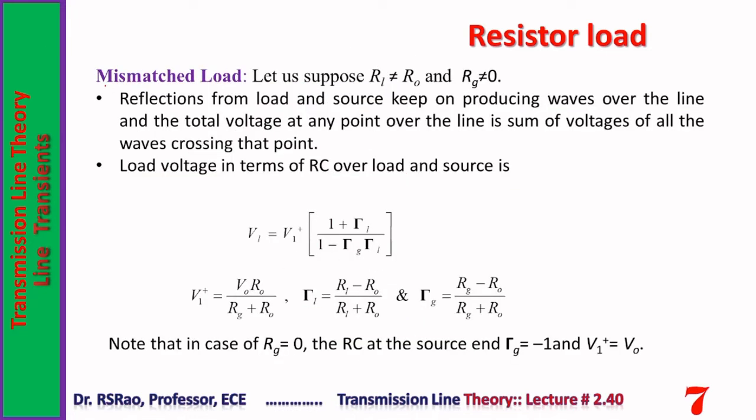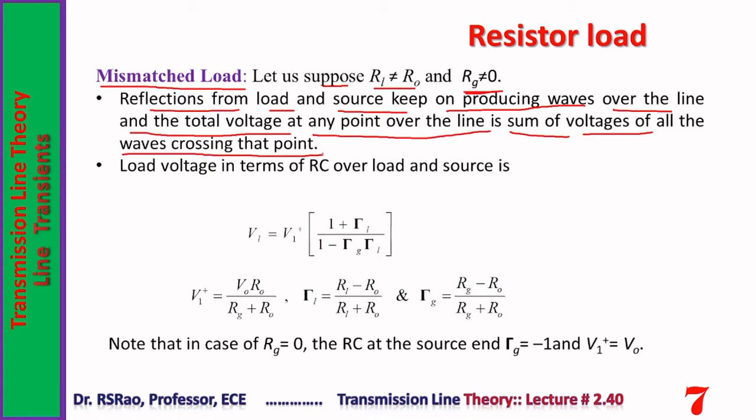Now we consider the mismatched load situation. Let us suppose RL is different from R0 and Rg is different from 0. Reflections from load and source keep on producing waves over the line, and the total voltage at any point over the line is the sum of voltages of all the waves crossing that point. So multiple reflections over the line: one step function, from this another step function, keep on moving from this side to that side. It is a case of multiple reflections over the line.